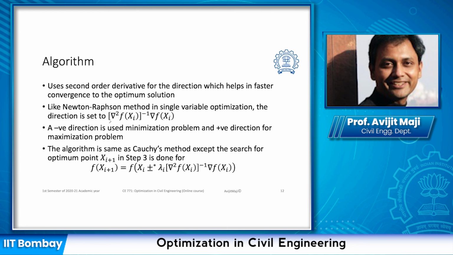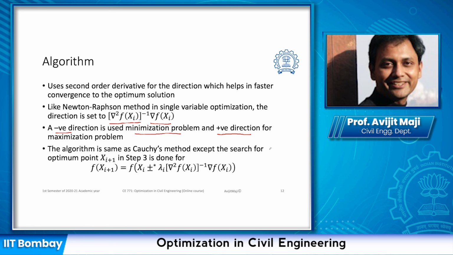However, the second order derivative is going to yield a Hessian matrix. So the inverse of that Hessian matrix, multiplied by the gradient vector, is going to give us the direction. And again, like the Cauchy method, we are going to use the negative direction if we want to minimize our objective function. If we want to maximize our objective function, then we are going to use the positive direction.